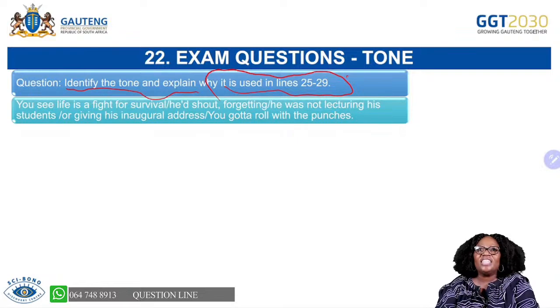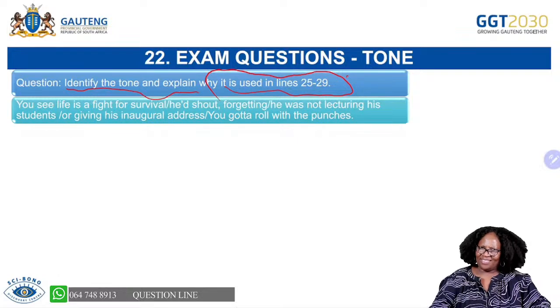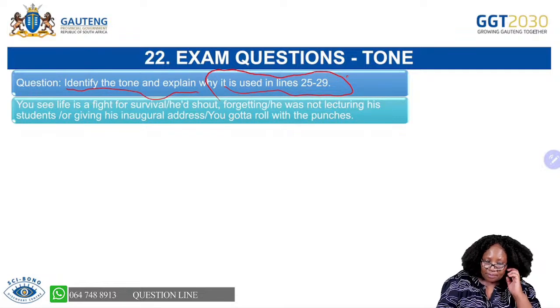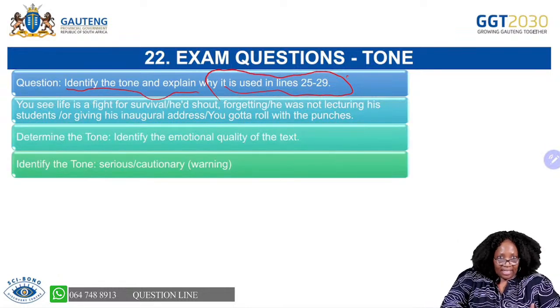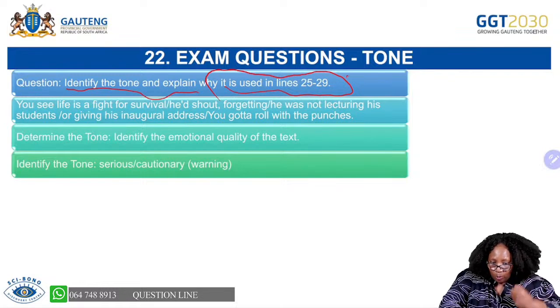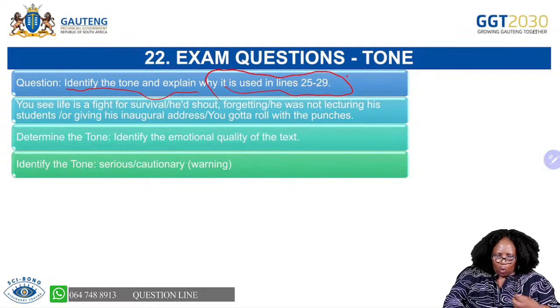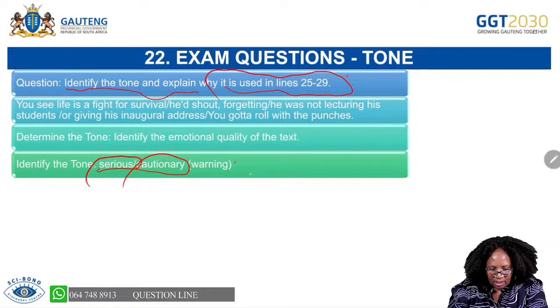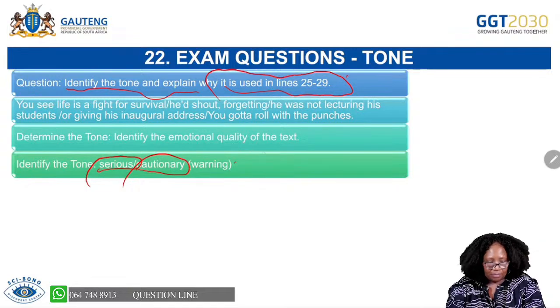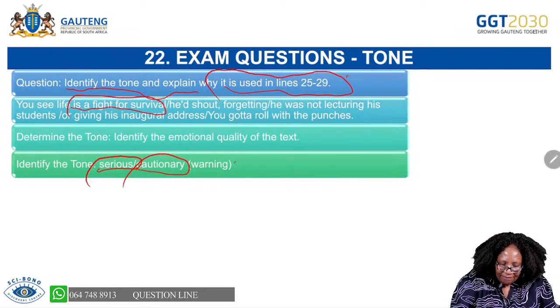Forgetting he was not lecturing his students or giving his inaugural address. You got to roll with the punches. I'm sure that's the tone that the father used. It's not a game. It's not a fairy tale. Girl, you got to roll with the punches. Now you will be asked to identify the emotional quality of the text. This time, the tone is serious. The tone is cautionary. That is, it is giving warning. You are warned that life is a fight. And it's a fight for what? It's a fight for survival.